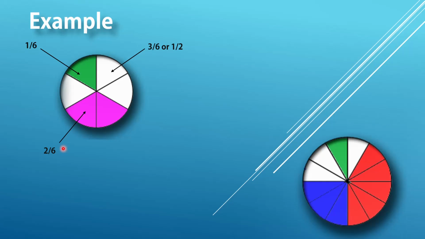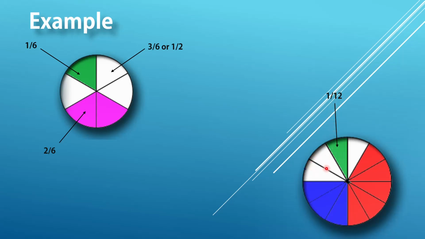Here, how many pieces do we have? Let's count: 1, 2, 3, 4, 5, 6, 7, 8, 9, 10, 11, 12. So how many total pieces do we have? 12 pieces. So how can we denote it? Denominator 12. Now if we check the first person, how much has he taken? 1 by 12, since we have 12 pieces.